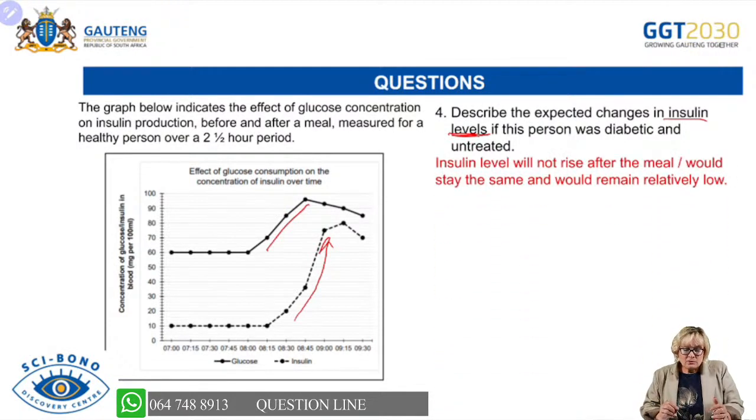Insulin level will not rise after the meal, would stay the same and would remain relatively low. Because remember, what did we say? A type 1 diabetic person, what is wrong there? The body can't secrete enough insulin or doesn't secrete it at all. And that is why the insulin levels will not rise as here. It could rise a little bit like there, all right, or even nothing. So it would have stayed here at the same level. All right.